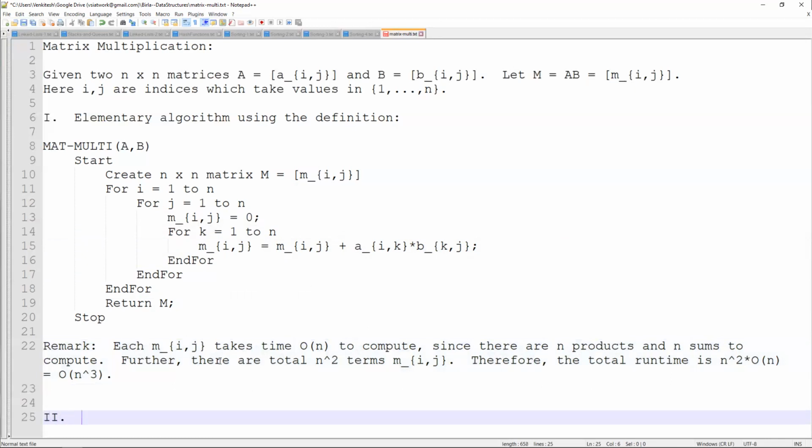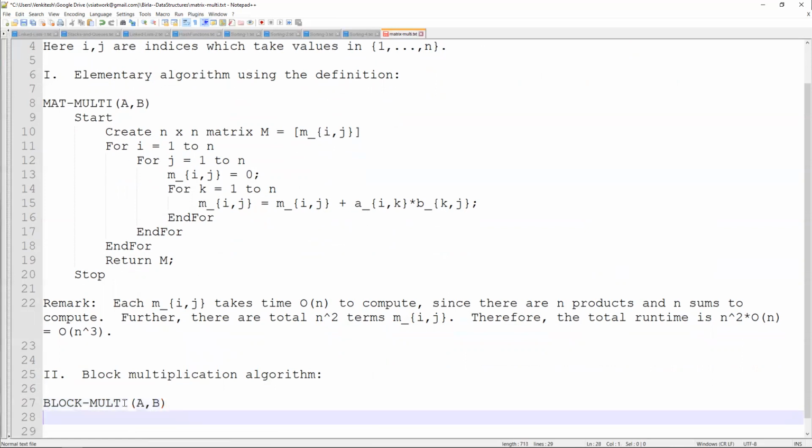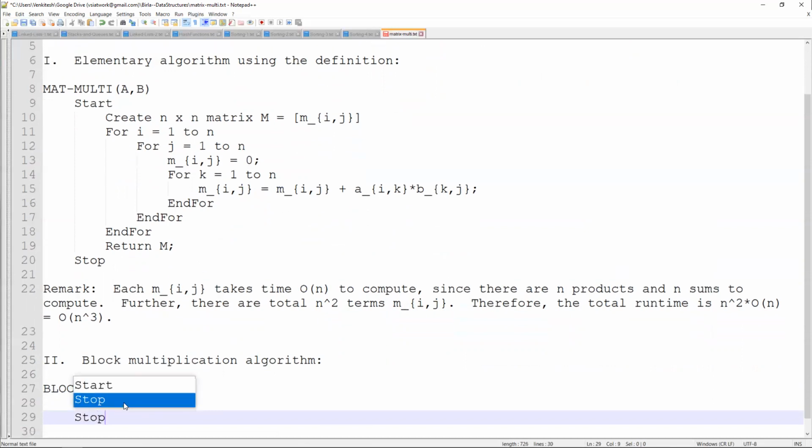Now the second thing that we saw was block multiplication. Okay, but this is again a simple block multiplication. So now let's give this another name. Let's call this block multi. Again, the inputs are the two matrices A and B, right? And now we have start and stop.